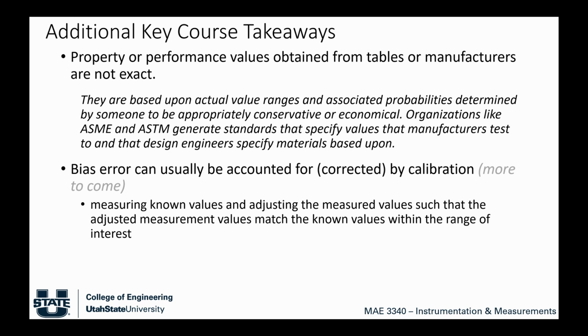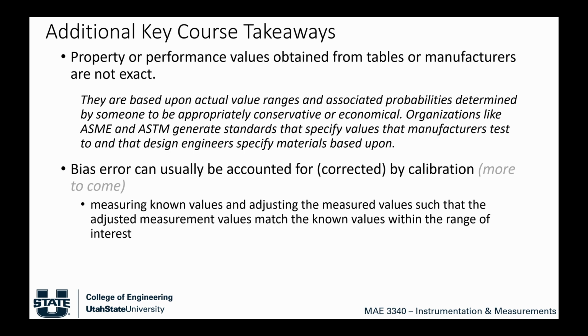Proper property or performance values that we get from tables or manufacturers. As a design engineer, we're going to be pulling a lot of information from tables. So it's really important for us to know, where did these come from? What are the actual ranges? What is the uncertainty associated with it? And it's also very important for us to know that the manufacturer who's producing the product or material that we're selecting as an engineer has actually followed a standard. So ASME, ASTM, there are some others out there who do generate standards that specify how they should be doing these tests.